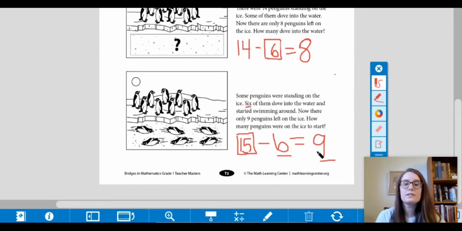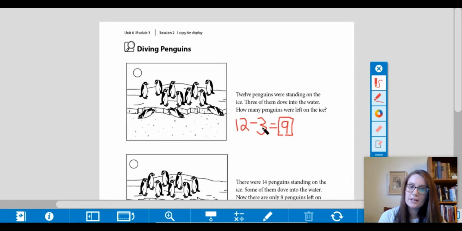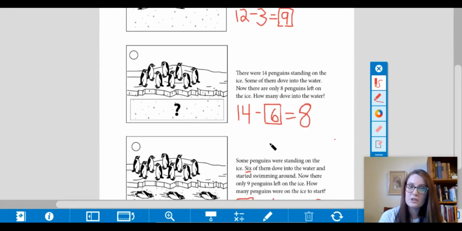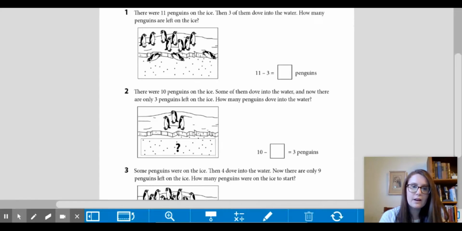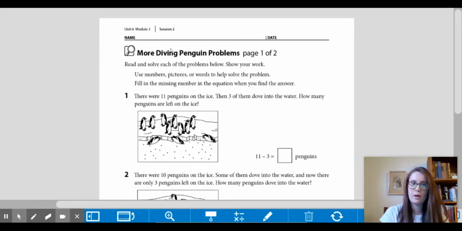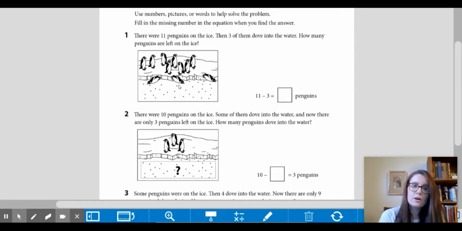So for the different problems, you're going to need to use different strategies. Up here, you're counting down. Maybe you're using a number rack. And on the last two, maybe you're choosing to use addition to help you solve the problem. Okay, you're going to now go to your packet and find more diving penguin problems. And you're going to see that just like before, they have actually already done the hard work of creating the equations for you. So you can use the pictures or numbers or words to help you solve the problem.